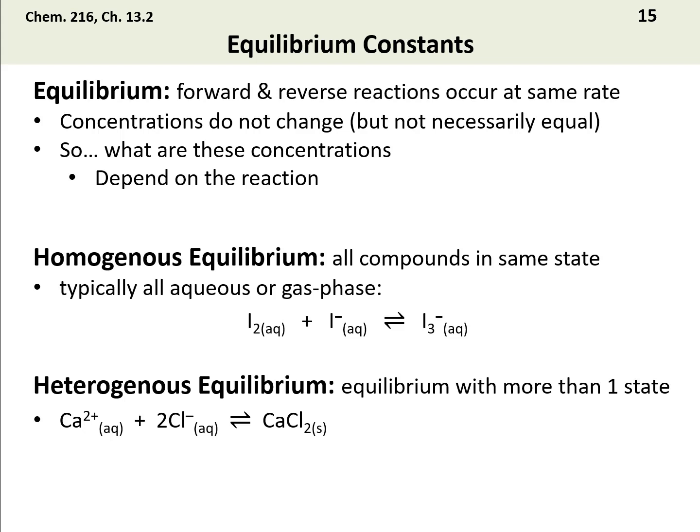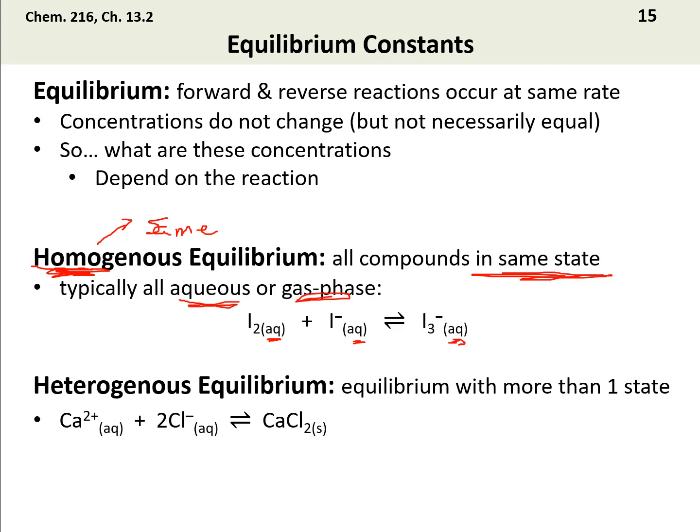We have what we call homogeneous equilibrium and heterogeneous equilibrium. Homogeneous, remember we've used the term homogeneous a lot. Homo means the same. So homogeneous equilibrium is equilibrium where all compounds are in the same state. For instance, this one here, we have I2 aqueous plus I minus aqueous going to I3 minus aqueous. In practice, that means they can either be all aqueous or gas phase.